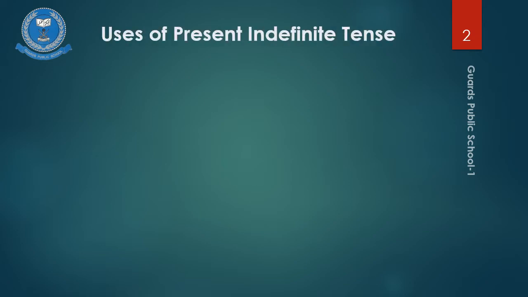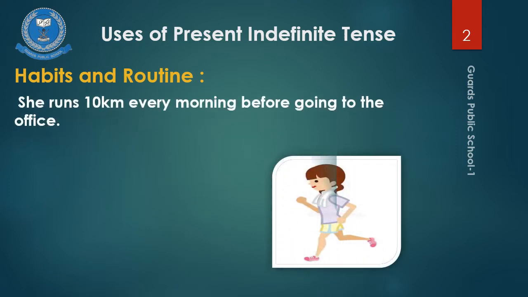Here we'll discuss the uses of present indefinite tense. And the first one is habit and routine. A habit is something you do in a regular and repeated way. It is a process that can occur subconsciously. The first sentence is: she runs 10 kilometers every morning before going to the office. It means it is a daily routine. She has made it her habit to run before work.